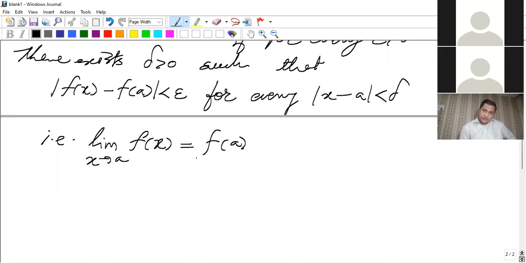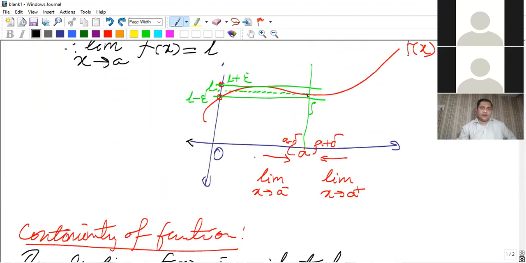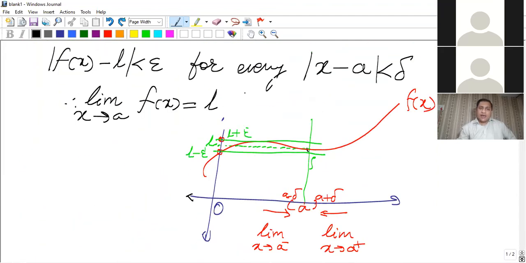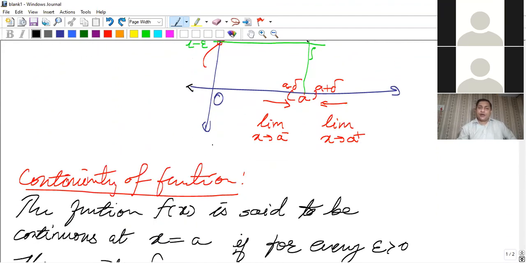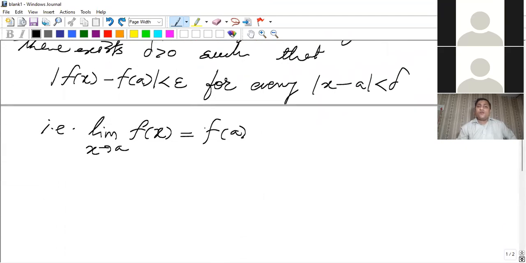When this function takes the function value as the limiting value, its limiting value and function value are going to be the same. As earlier in the limit, it was going to be a constant L. So in limit, it approaches a constant point L. In continuity, it approaches the function value. There's a minute difference that we need to understand.